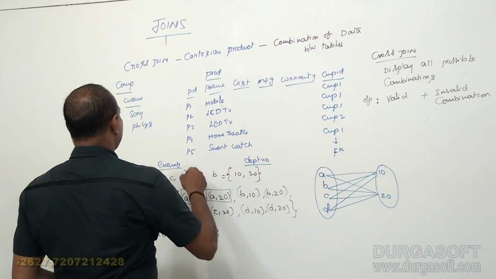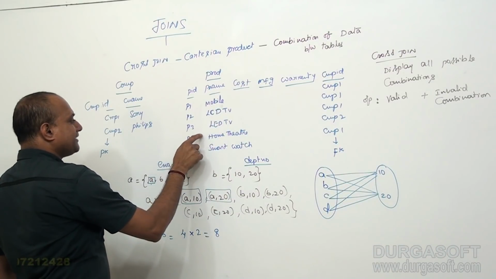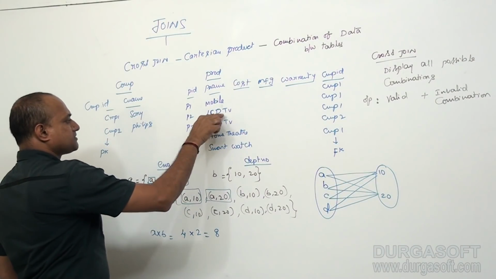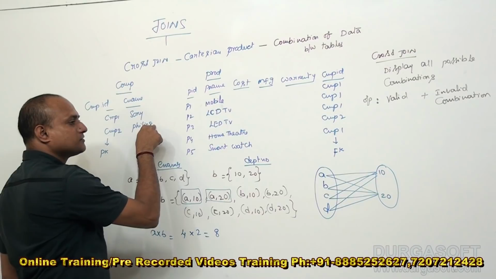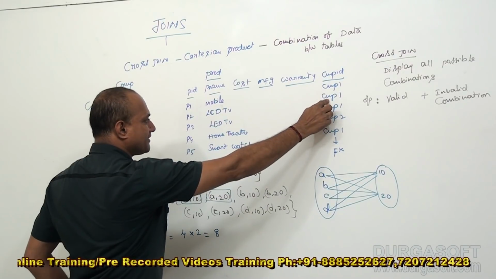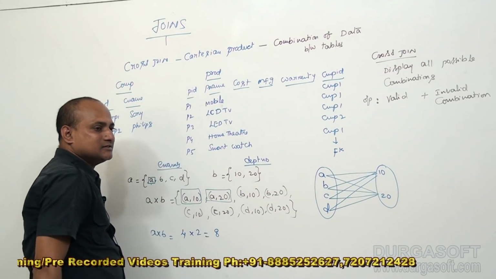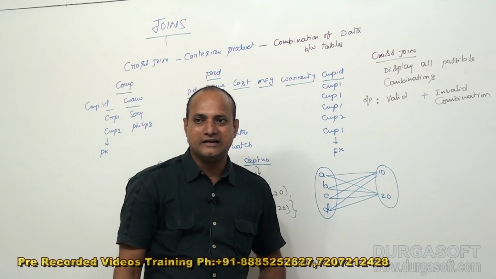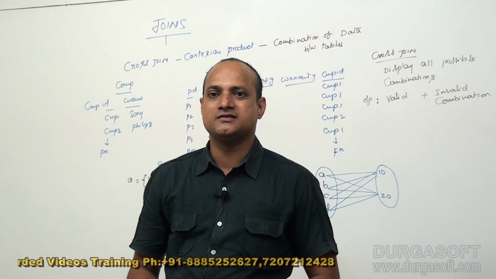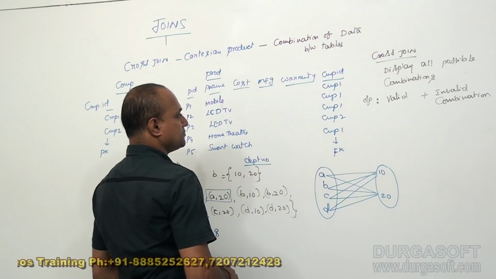Similarly, if you apply cross join between company and respective product, then 2 into 5, 10 combinations you will get. So mobile is from Sony, mobile is from Philips. LCD TV is from Sony, LCD is also from Philips. But according to physical data, LCD is from company 1, only from Sony. LCD is not from Philips. How to verify this? This join condition verification we will do under Equijoin. Remember, cross join will display valid combinations and also invalid combinations. That's why we have to use a join condition.